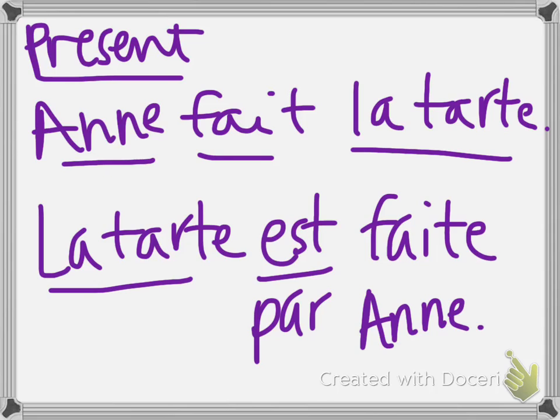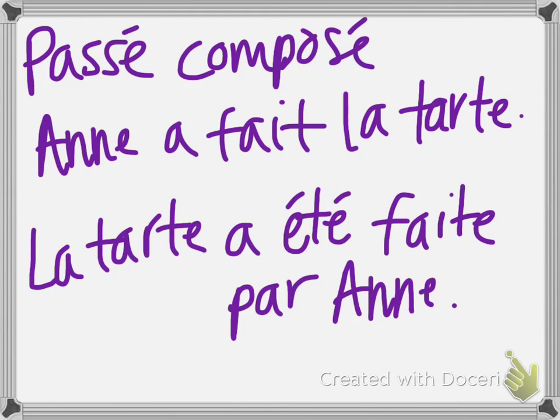So now let's take a look at some of our other tenses that we may want to speak in the passive voice. Here's how you would use the passive voice for le passé composé, active voice, and Anne a fait la tarte. So a fait is in passé composé. So to put into passive voice, we put être into the passé composé. So it becomes la tarte a été faite par Anne.